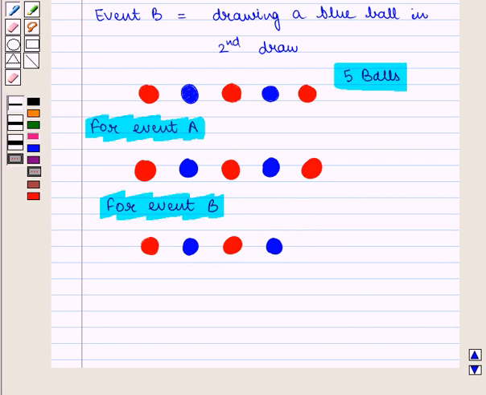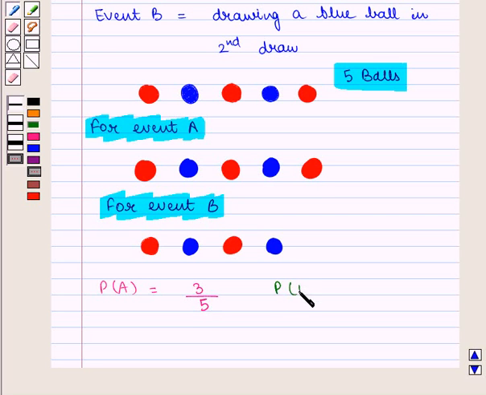Now, probability of event A, that is drawing a red ball in first draw, is given by favorable outcomes by total outcomes. And here I have three red balls and I can draw any of the red balls. So the number of favorable outcomes is equal to 3 and the total outcomes is given by 5.